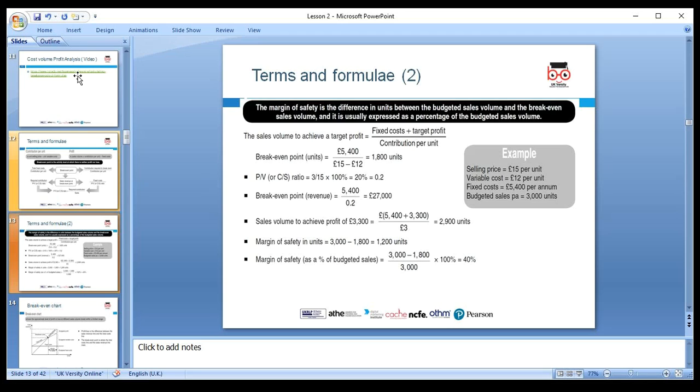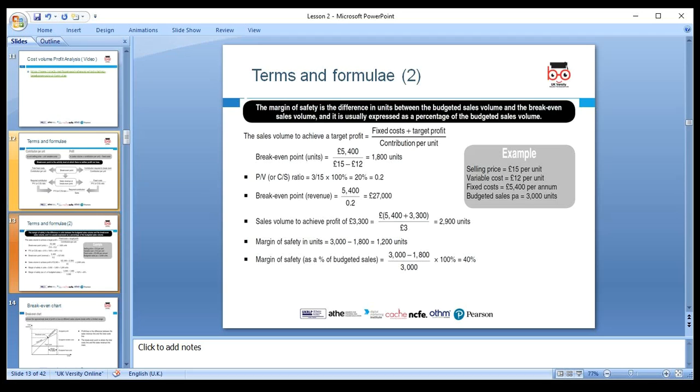So 5,400, because 3 is the contribution, so 5,400 divided by 3, so 1,800 units will be sold to break even. 3 over 15, contribution over sale price, is 20%, our contribution ratio, which means 0.2. If we know the fixed cost, 5,400 divided by 0.2, so if we make sales worth 27,000, we will be at break even.